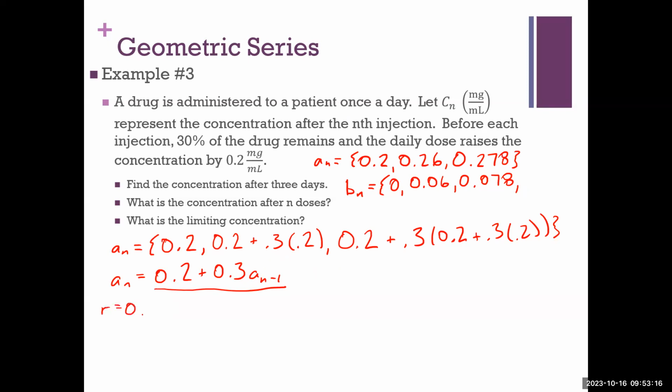So r equals, we said, 0.3. What is a sub 4 equal to? A sub 4 is equal to 0.2 plus 0.3 times 0.278, right? Got 0.2834. So this will be 0.0834.